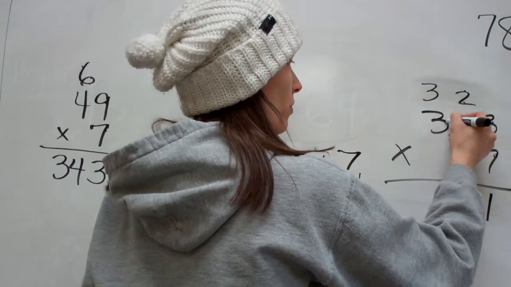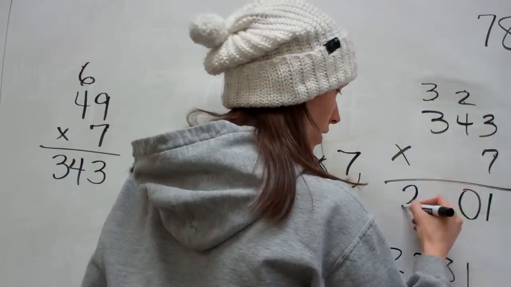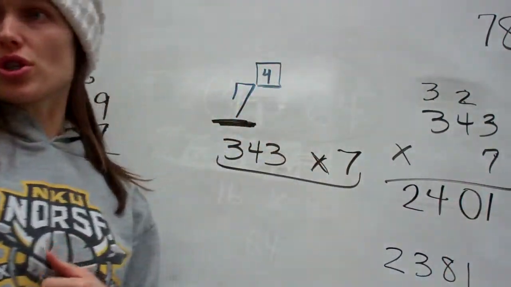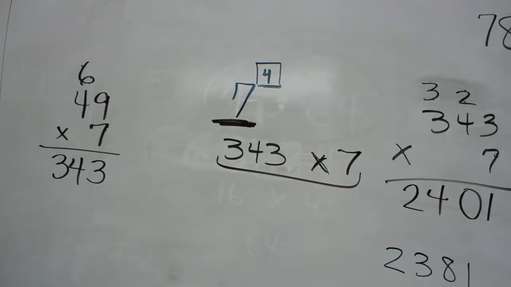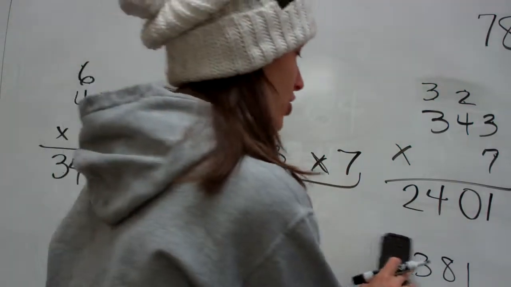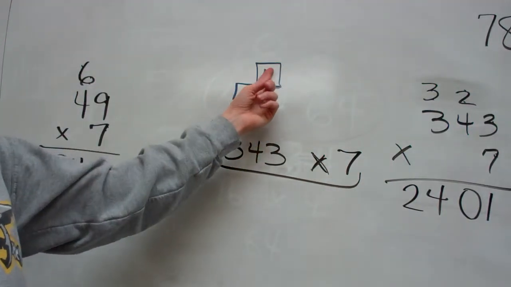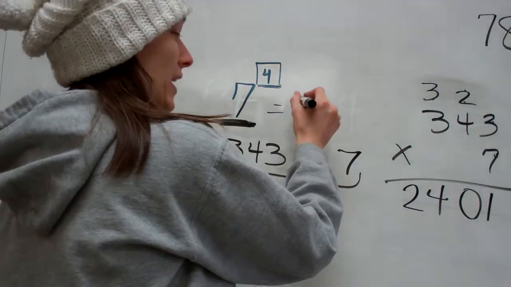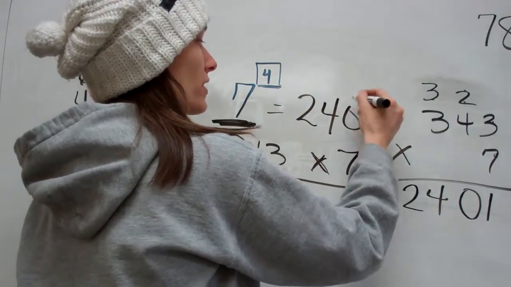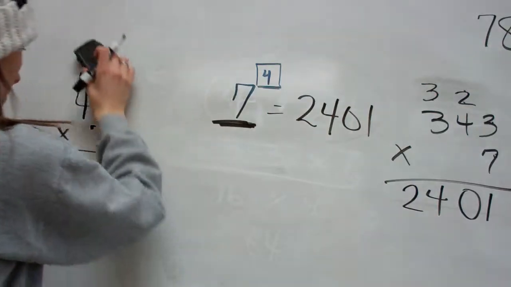7 times 3 is 21, 22, 23, 24. Almost. You missed multiplying. Oh, I didn't plus that. So the final answer to 7 to the 4th power is 2401. That is really hard.